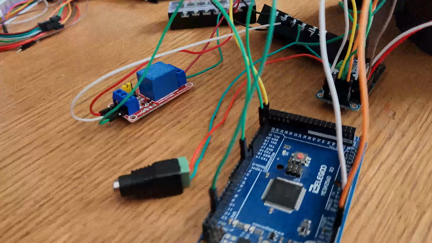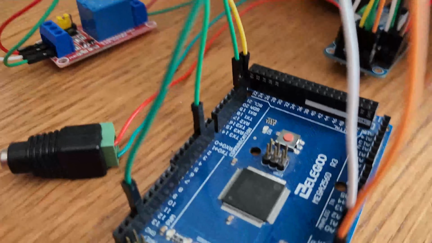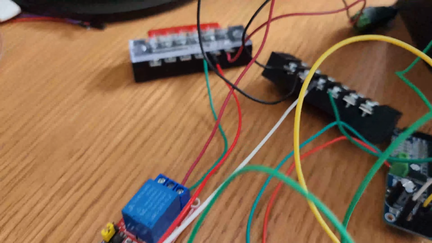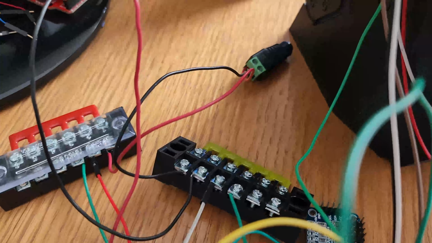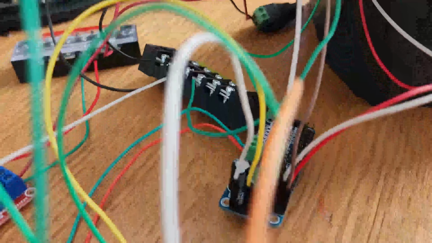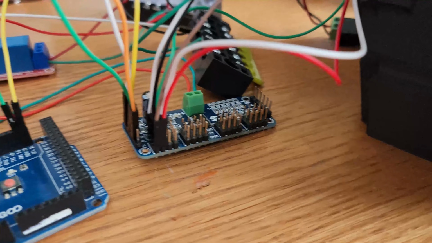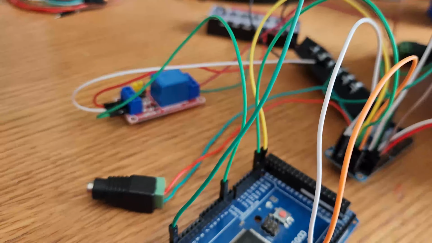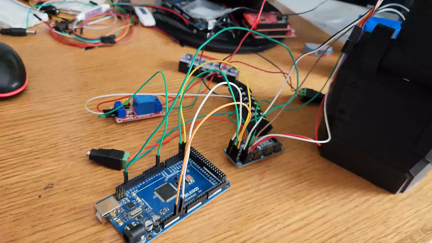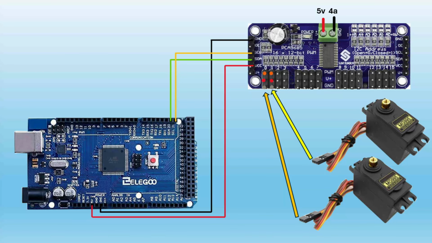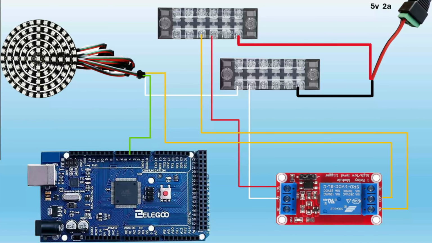Here's a look at my wiring. As you can see, not many wires connected to the Arduino Mega. I got my relay here for the lights, and that's the plug for the lights, the 5 volt 2 amp. And then here I've got my servo board, and then there's the plug for that, the 5 volt 4 amps. I'm using the terminal blocks because I don't like to run over 1 amp of power through the breadboard. Here's a look at the diagram, maybe a little more helpful to you.